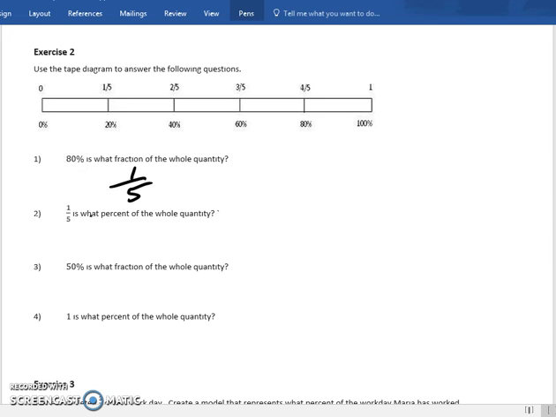So if we can read this, 1/5 is what percent of the whole quantity? 1/5 is 20%. It's that easy, people. 50% is what fraction of the whole quantity? Go ahead, say it. Oh, wait a second. I don't see it on here. So let's think about this for a second. 50%, that's a fraction. That's a half. So it wasn't on here.